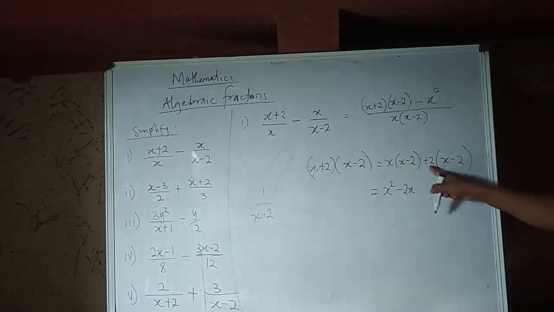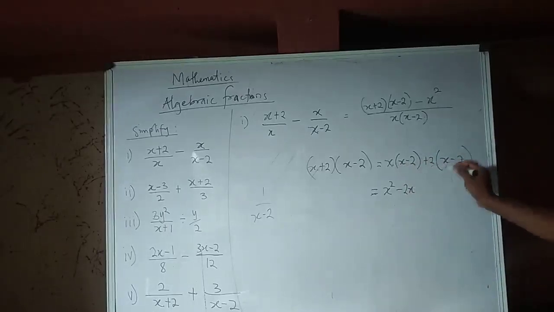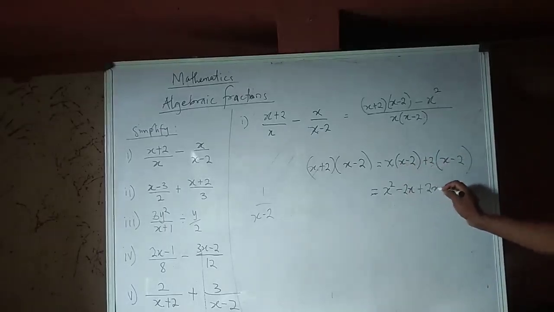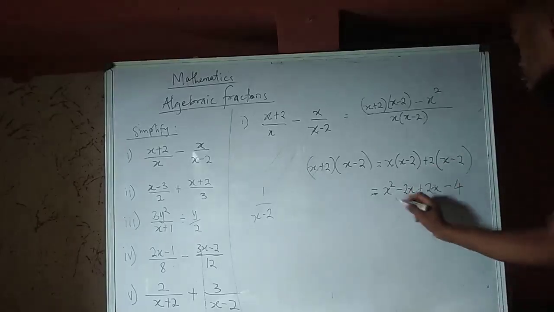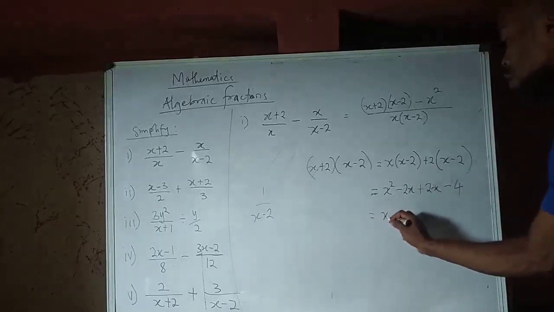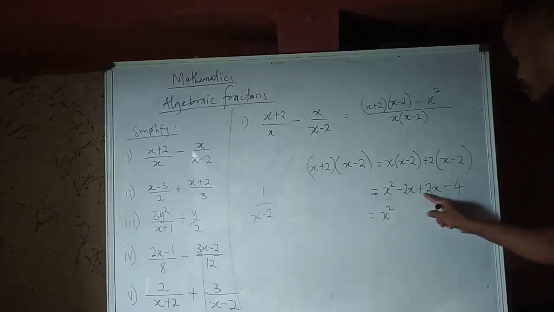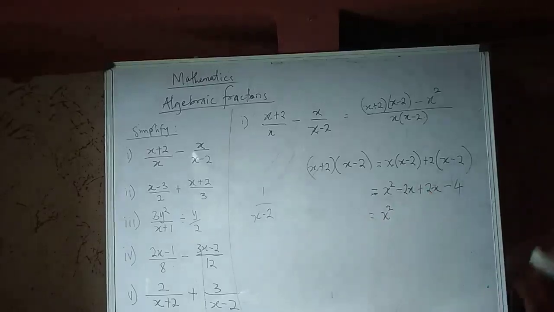Alright, then I'll now use this to multiply this. Plus 2 times x will give me plus 2x. Plus 2 times minus 2 will give me minus 4. Okay, so you see, this is it. Now I can simplify this further. You see, so I'm going to get x squared, minus 2x plus 2x is 0.